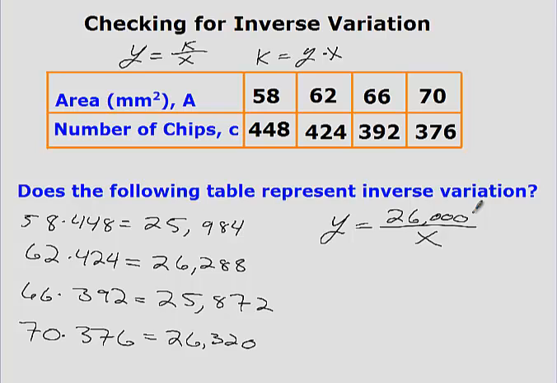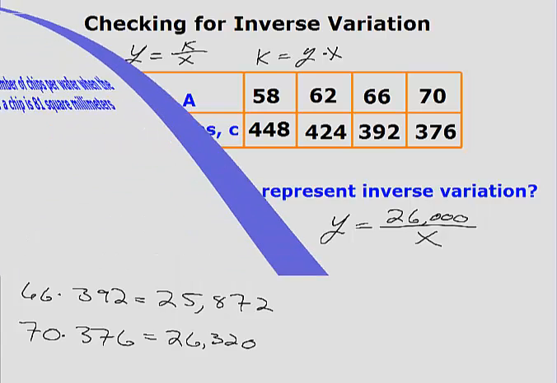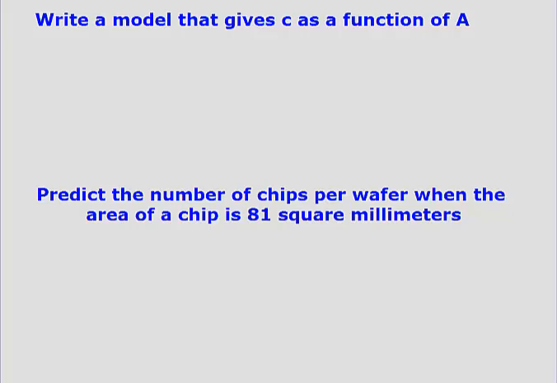Yes, no? All right, so they're going to ask you, write a model that gives C as a function of A. That's what I just wrote up. So you know it's going to be inverse variation. And what's our k value from the previous screen? What number were we close to at every step when we multiplied? 26,000. So that number that comes out of your multiplication is your k. Everybody all right with that?